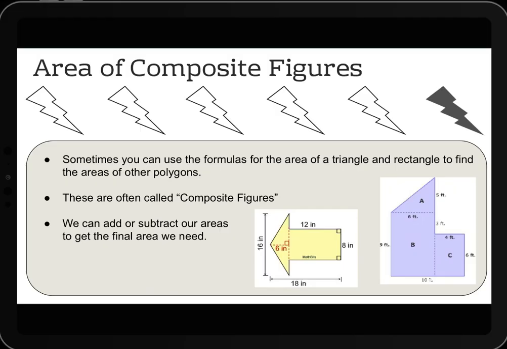You have some examples here as well where you have an arrow and you have another shape that might look like a building or a house, or it could be anything. Could be just a general shape. It is, however, a composite figure.